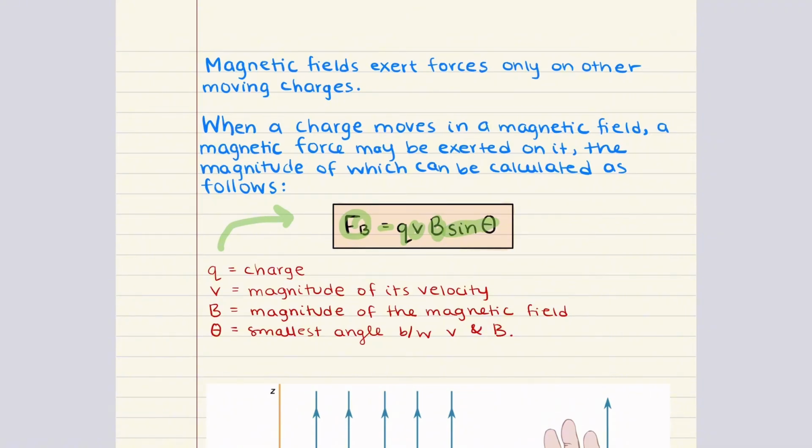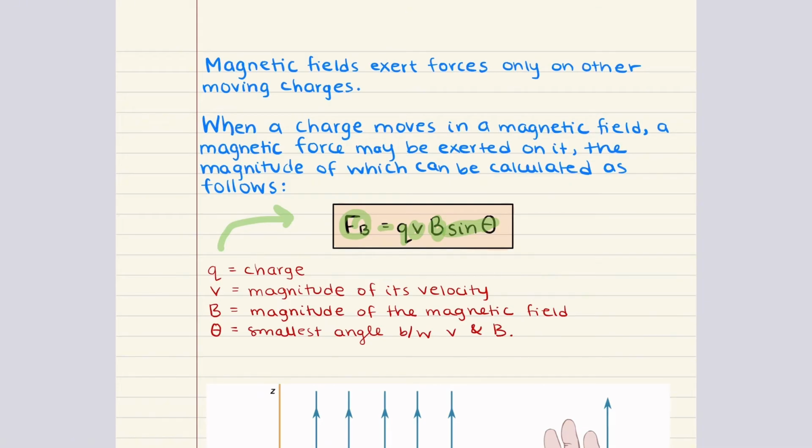Let's break this down. The magnetic force depends on the product of the charge and the velocity, meaning that a higher charge or a faster moving particle will experience a stronger force. It also depends on the strength of the magnetic field. Now, this term sine theta indicates that the force is maximized when the angle between the velocity and the magnetic field is 90 degrees, because sine 90 is equal to 1. This means that the magnetic force is greatest when the charge moves perpendicular to the magnetic field lines.